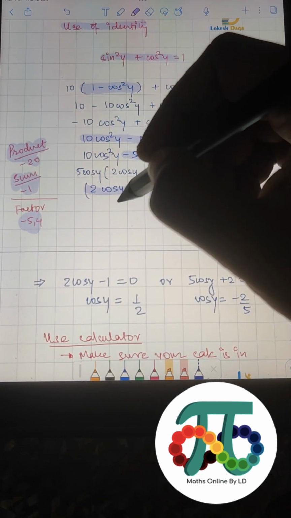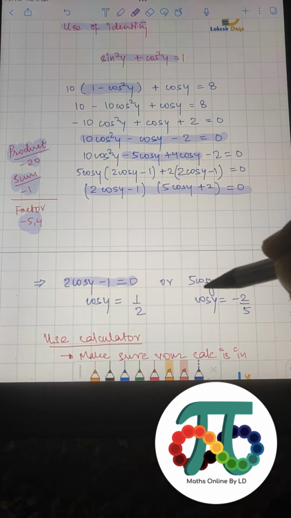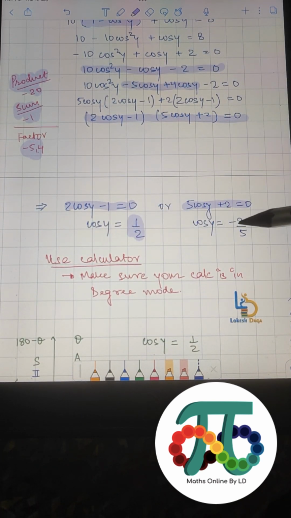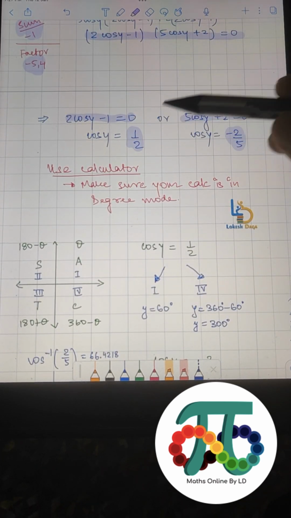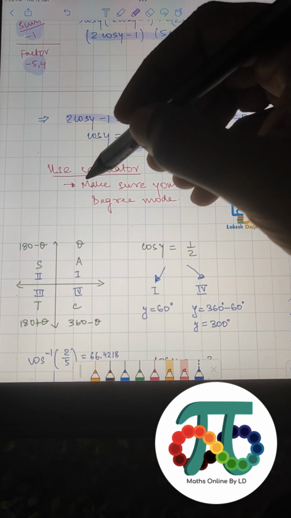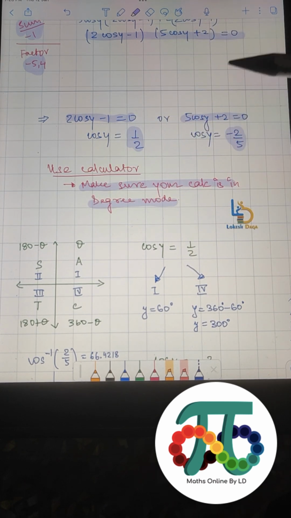Now over here the product of two factors is 0. So either the first factor is 0 or the second factor is 0. This will give us the two possible values of cos y. Now we need to use the calculator to figure out all the possible values of y. While working on the calculator, please make sure that the calculator is in degree mode because our range is given in degrees.